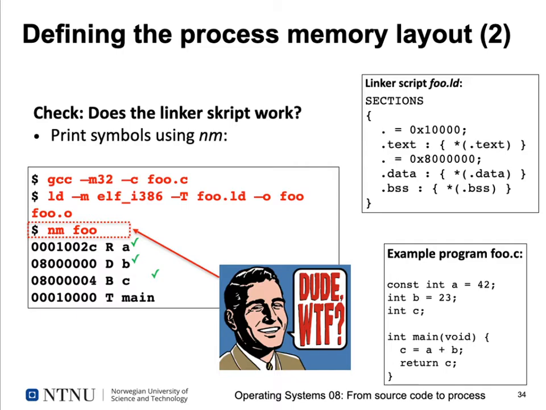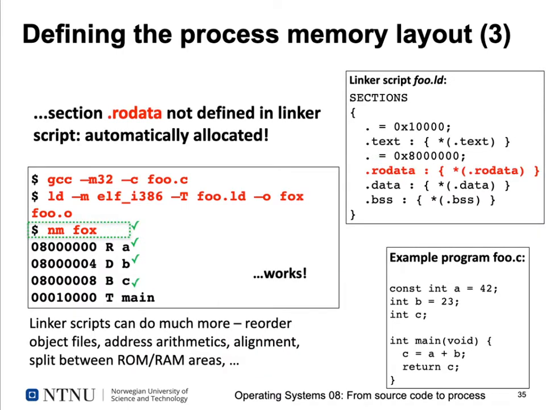All right. So the thing we were wondering about was, why on earth is our variable a, that is a constant, why was this not located somewhere in a data segment? That was the what the hell? Yeah. And this is because we didn't define any .rodata section for read-only data in the linker script. So that was automatically allocated by the linker to just lie after the text segment here.